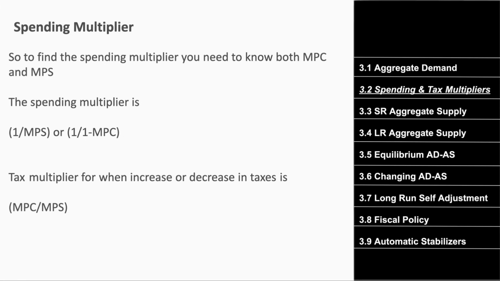So let's say the government spends $10 billion, let's say they give it to businesses. Then businesses have a marginal propensity to consume of 0.9. That means that businesses are going to spend 90% of that $10 million. So they spend $9 million. So the overall benefit to the economy is 10 million plus 9 million, 19 million. That's kind of the spending multiplier, and that's how we calculate it, using 1 over MPS. The tax multiplier, for when we increase or decrease taxes, that's MPC over MPS.